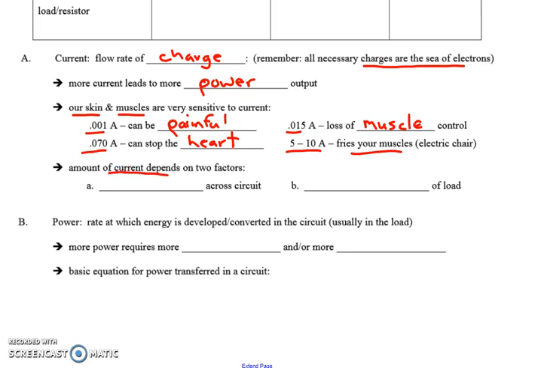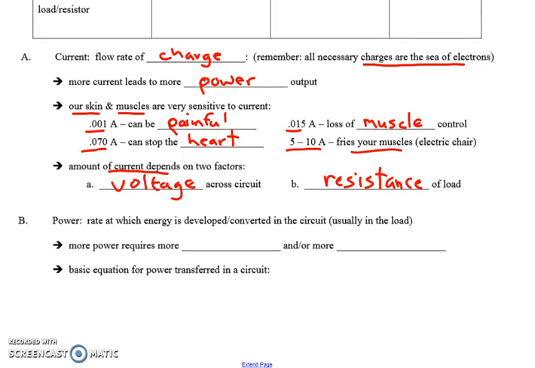The amount of current depends on 2 factors. The primary thing is the voltage across the circuit. And another one is the resistance of the load. And we'll discuss that later on next week. So just understand you can't just dial in whatever current you want. It's a response to how you set up the circuit. Two things you control in a circuit are what you put in the circuit and the voltage.